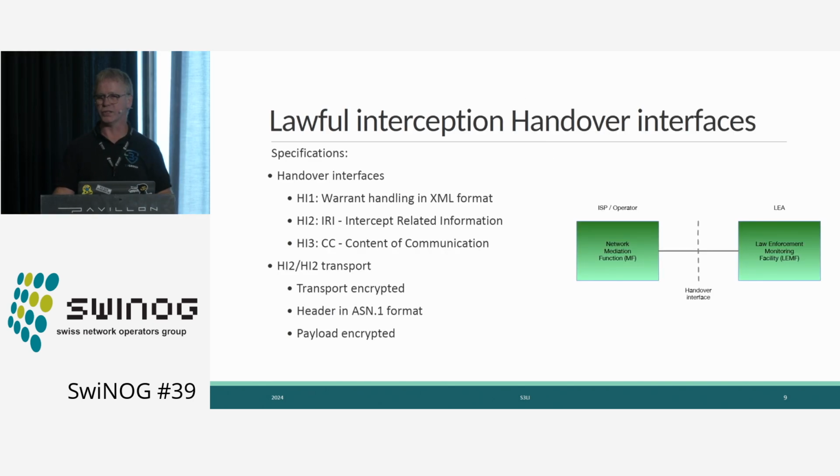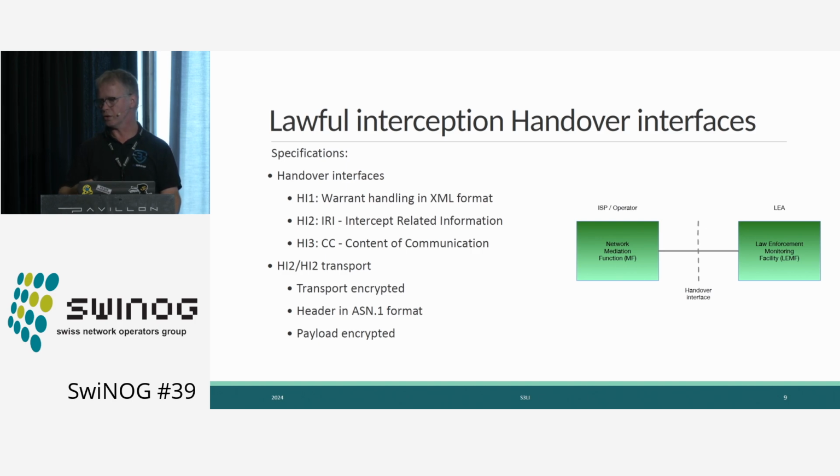Well, and then it's about the handover of the data from the provider to the police, for instance, the law enforcement. And it's in 3 handover interfaces. Handover interface 1 is about the warrant and all things that relate to the warrant. So has the intercept started, has it stopped, has it restarted for some reason? That's the HI1 interface. And the HI2 interface is the intercept-related information. And that's most of the time the same as the retained data.